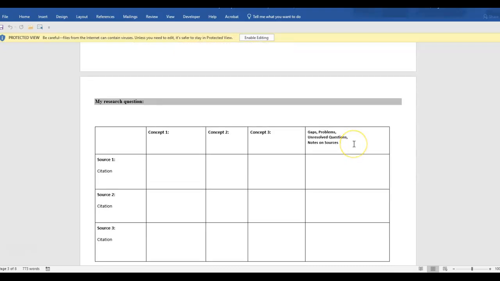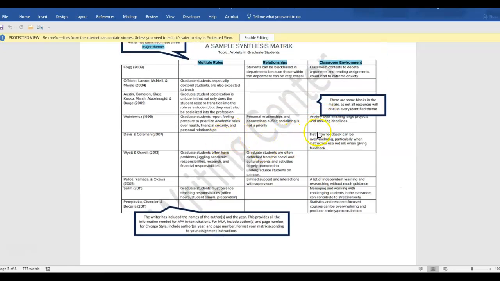So what you'll discover is, not every box is going to be filled in for everyone, because you'll start to see that different articles may be addressed, they overlap in different areas. And then the themes become the sections of your paper, wherein you discuss all of the different research that talked about multiple roles, and all of the different papers that talked about relationships and classroom environment. So you can start to see your paper fleshing out.